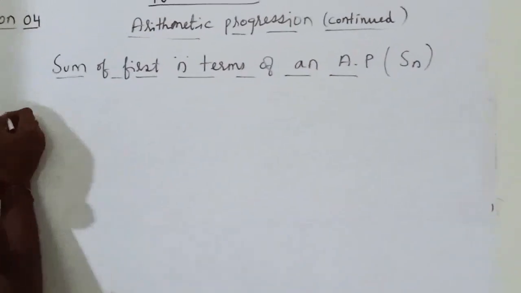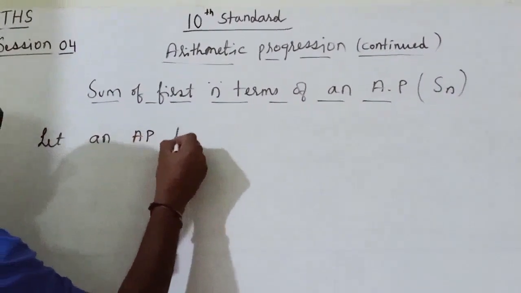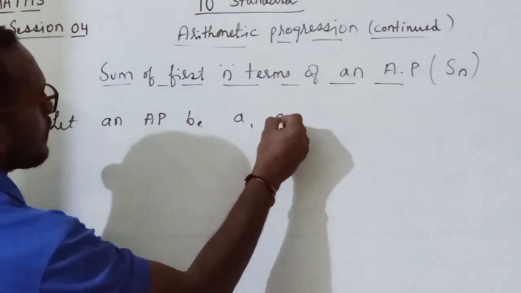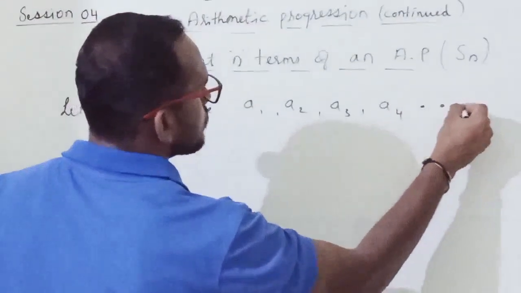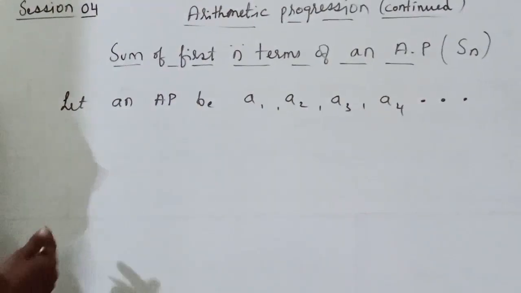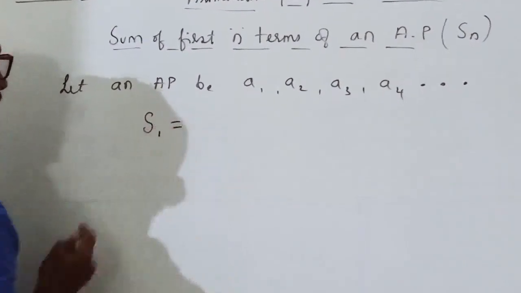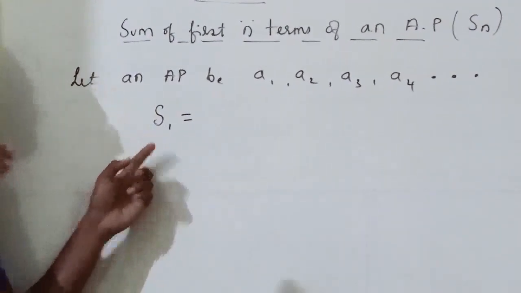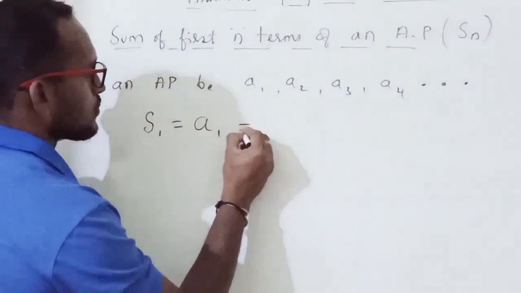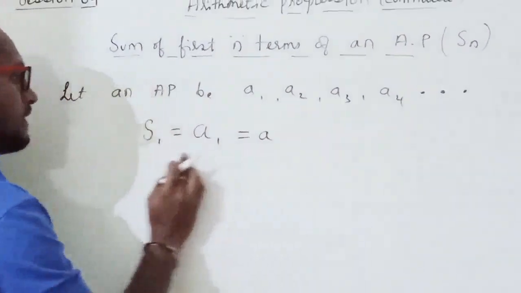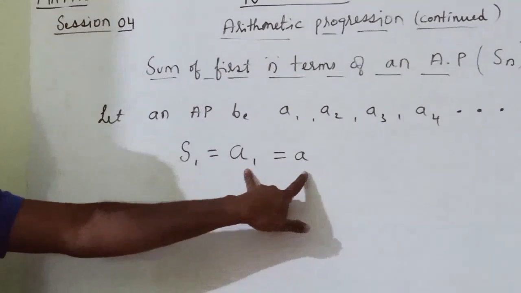Suppose an AP is A1, A2, A3, A4 and so on. Now if I write S1, the meaning of S1 is the sum of the first term. S1 is equal to A1, which is also equal to A. It's an important one, just keep it in your mind: S1 is equal to A1 is equal to A.